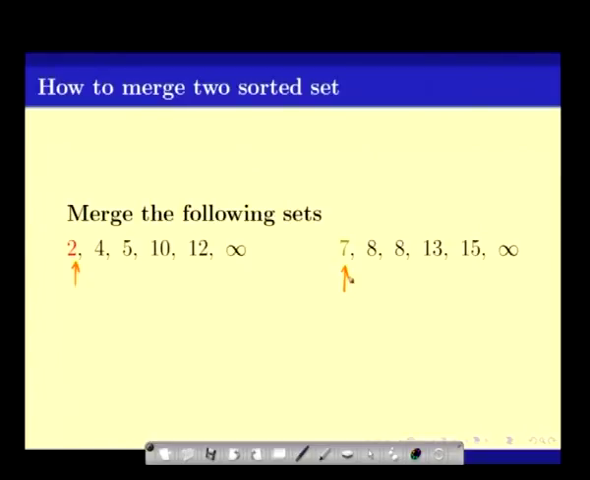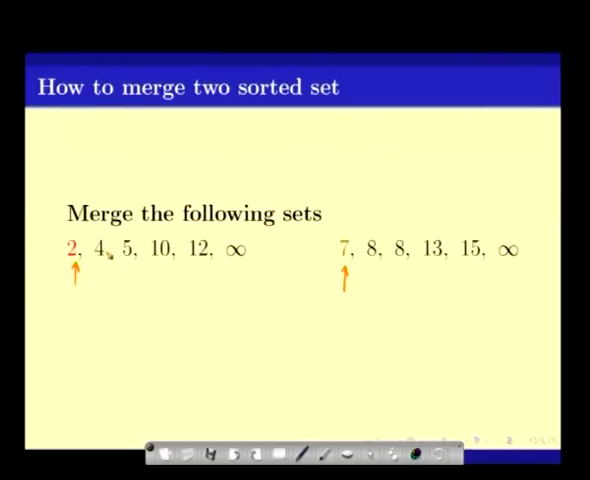What do we do? We compare 2 and 7. Note that the list on the left is sorted and the list on the right is sorted, and we are taking the smallest elements in both of these lists. The smaller of 2 and 7 must therefore be the smallest element in the whole set S. So, what we do? We compare 2 and 7, whichever is less, in this case 2, we output it below.